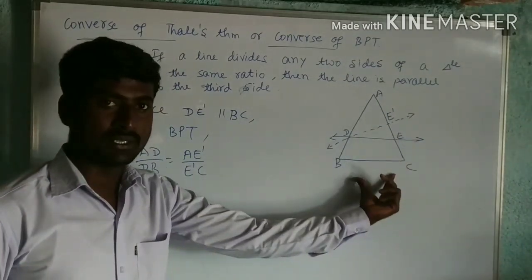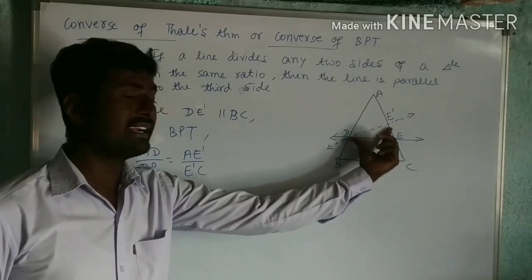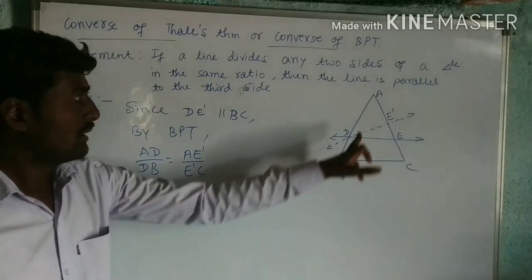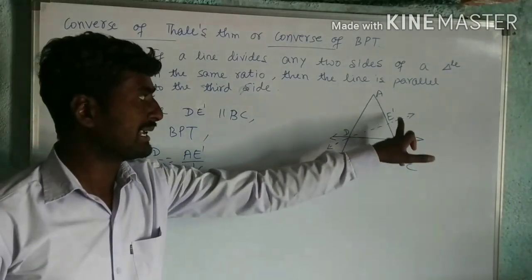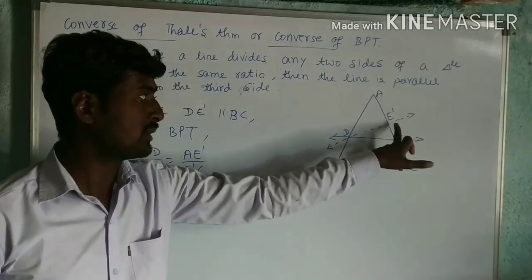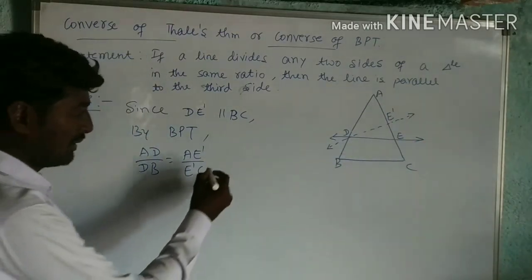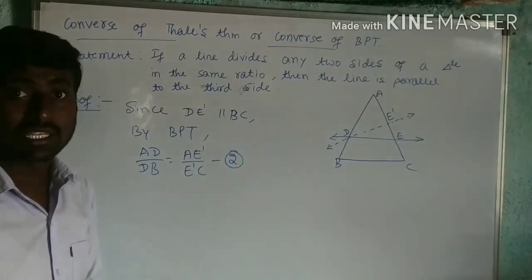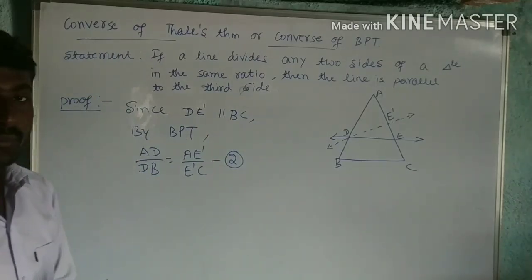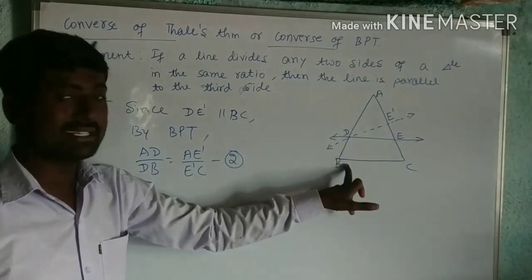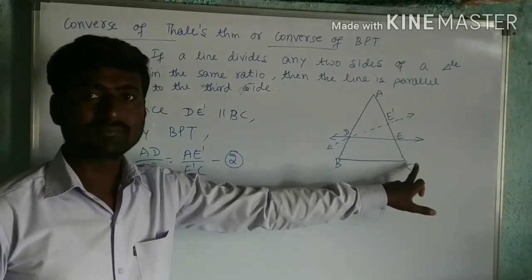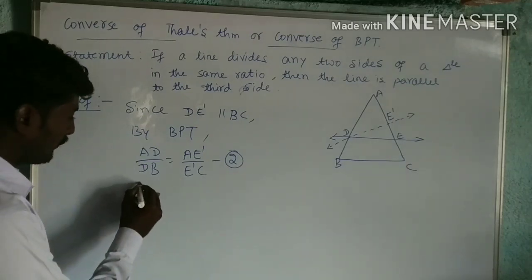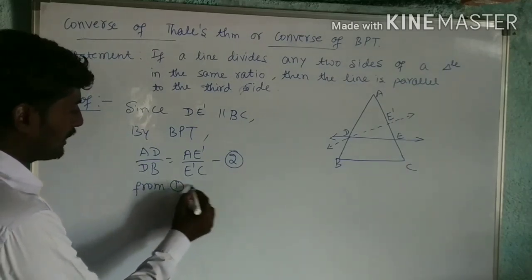Because of BPT or Thales theorem, DE dash is parallel to BC. Therefore, D and E dash must divide the other two sides in the same ratio: AD divided by DB is equal to AE dash divided by E dash C. I will take this as equation number 2. The given, which we already wrote, is AD divided by DB is equal to AE divided by EC. You take that as equation number 1 and this as equation number 2. Now from equations 1 and 2.